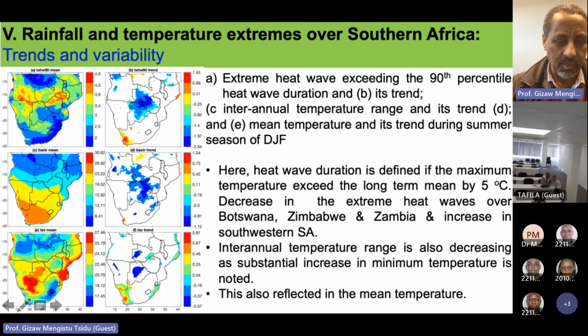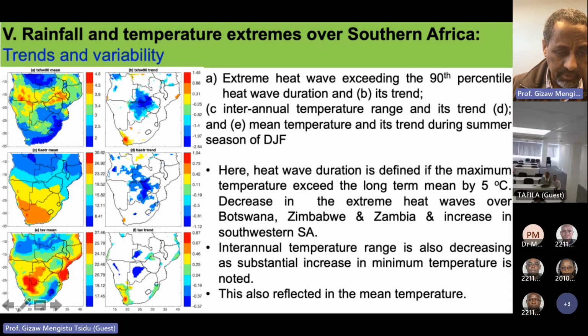So, in Southern Africa, towards the western side, southwestern side of South Africa, you see also an orange color, where the difference between minimum temperature and maximum annual temperature is actually increasing. They are widening. They are going in the opposite direction. That's what it shows.